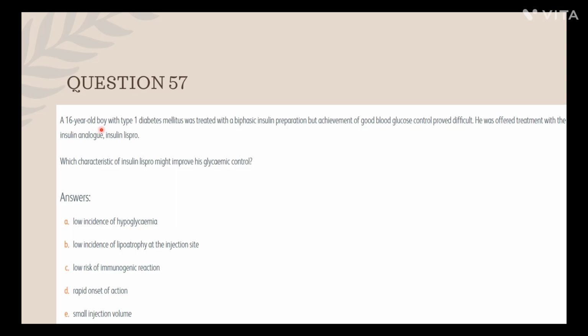Next question. A 16-year-old boy with type 1 diabetes mellitus was treated with a biphasic insulin preparation, but achievement of good blood glucose proved difficult. He was offered treatment with the insulin analog insulin Lispro. What characteristic of insulin Lispro might improve his glycemic control? Options are low incidence of hypoglycemia, low incidence of lipoatrophy at the injection site, low risk of immunogenic reaction, rapid onset of action, and small injection volume.